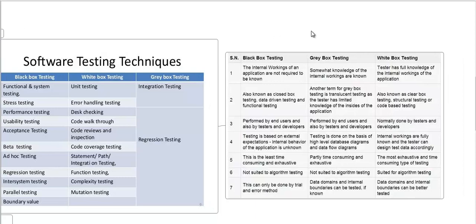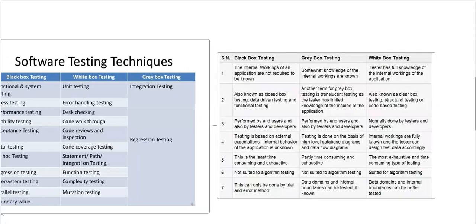Black box testing, gray box testing, and white box testing, how do they work? The internal workings of an application are not required to be known under black box testing. Also known as closed box testing, data-driven testing, and functional testing, performed by end users, also by testers and developers. Testing is based on external expectation. Internal behavior of the application is unknown. Remembering black box testing: this is the least time consuming and exhaustive. Not suited to algorithm testing. This can only be done by trial and error method.